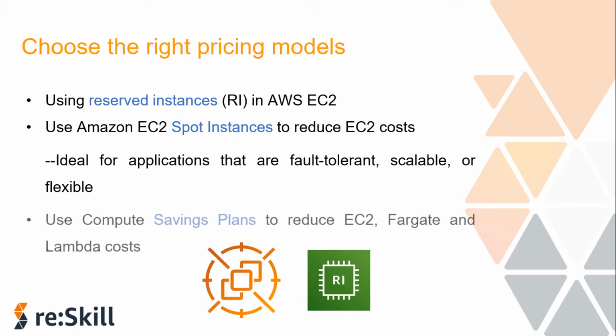Next, we have Savings Plans. A Savings Plan is a flexible pricing model that provides savings of up to 72% on your AWS compute usage. This pricing model is quite flexible and offers lower prices on EC2 instance usage regardless of the instance family, size, operating system, tenancy, or AWS Region. This also applies to AWS Fargate and AWS Lambda usage. Once you sign up for Savings Plans, your compute usage is automatically charged at the discounted Savings Plan prices.